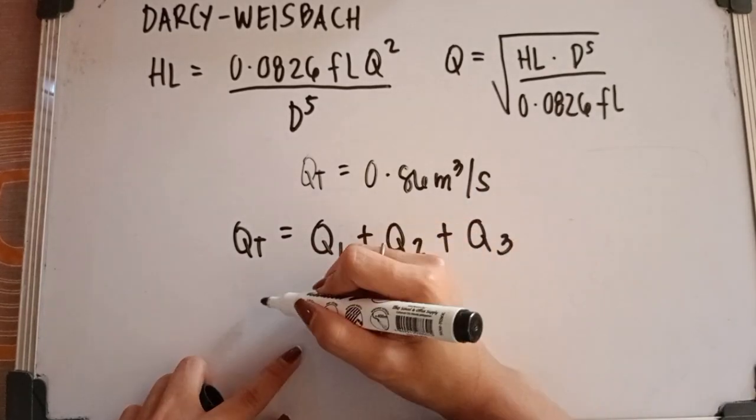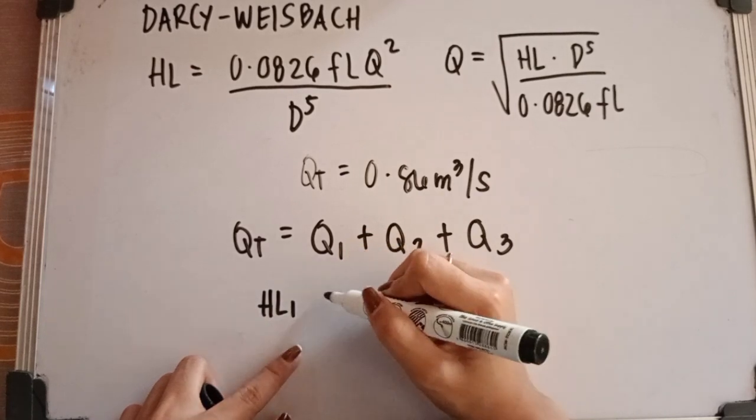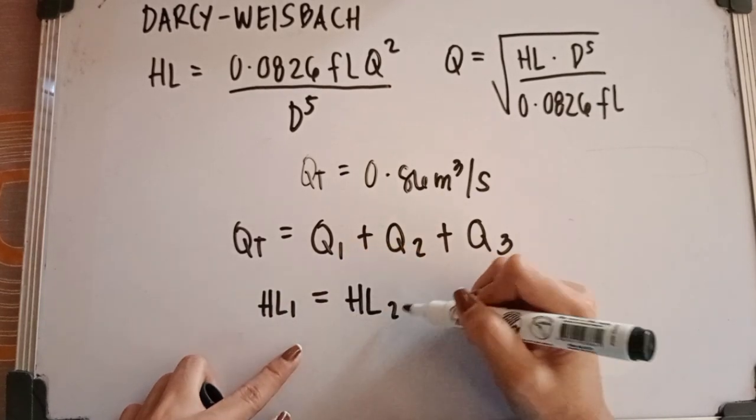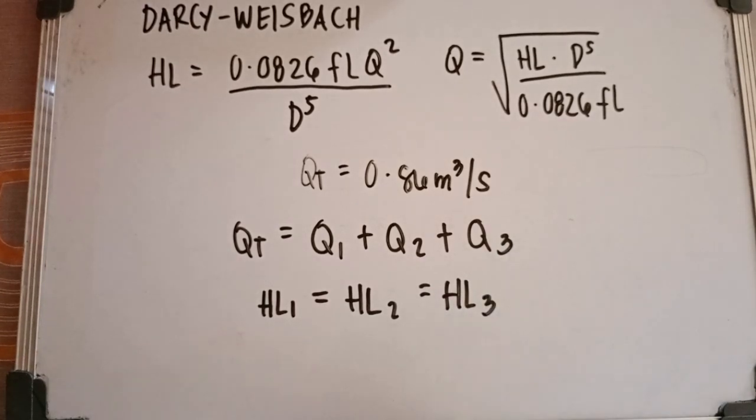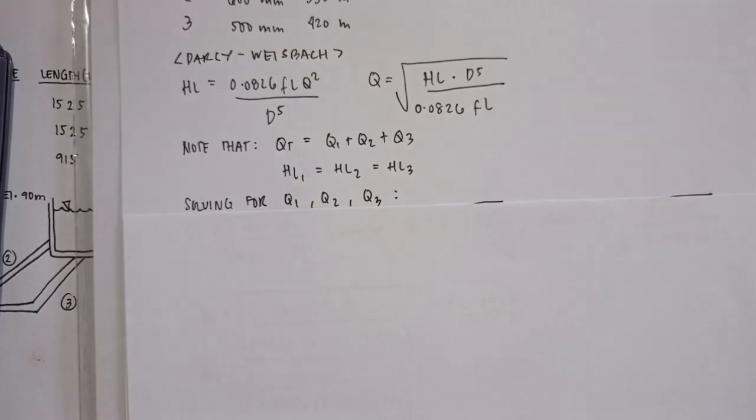And our HL1 is equal to HL2 is equal to HL3. We're going to be combining these equations to get our answers, the flow rate of pipes 1, 2, and 3. Now we solve for our Q's 1, 2, and 3.